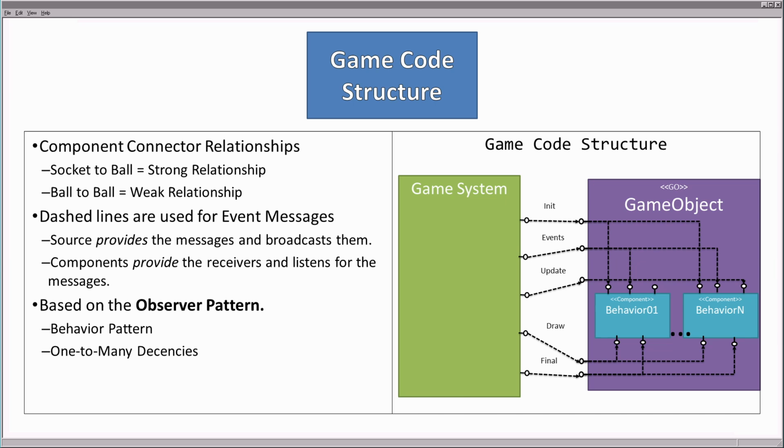This software behavior pattern creates a one-to-many dependency, so that when the state of one object changes, the dependent objects are then notified about it. This is great as one message can be delegated to any number of components. For instance, init, events, update, draw, and final can be broadcast from the game system to each game object. Then each game object delegates these messages to each component to handle its steps separately and differently. This implements the game loop pattern.